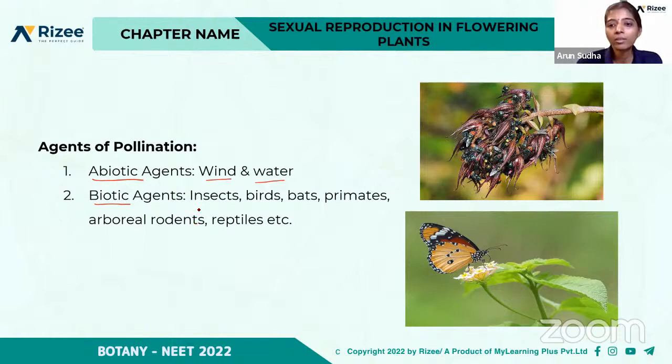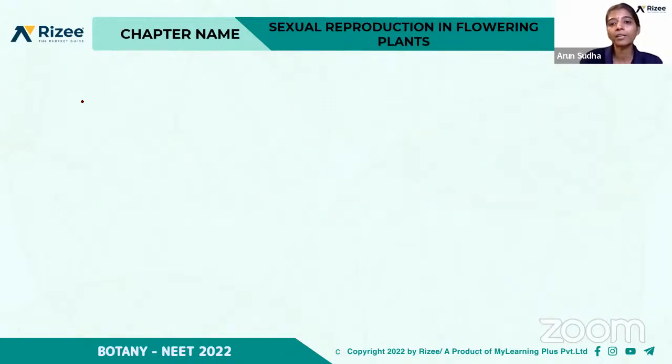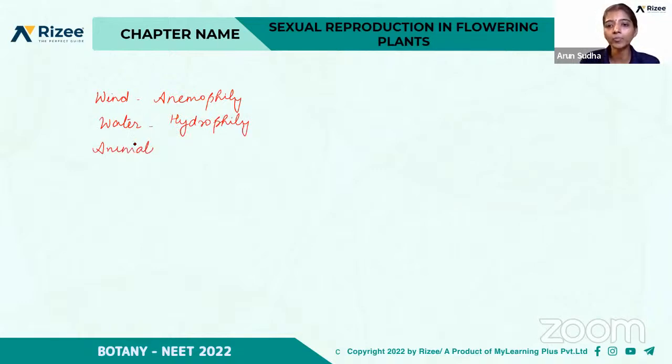Okay, so what is the term for the pollination by wind? If the pollination is happening by wind, it is called anemophily, right? And if it is happening by water, what is the term? It is called hydrophily, right? And if it is by animals, it is called zoophily.